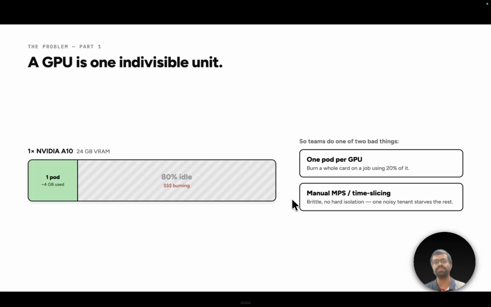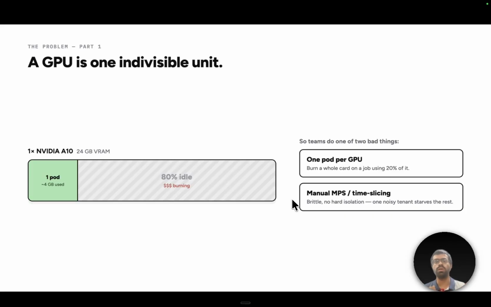So here is the biggest pain. GPUs are expensive and scarce, but most inference workloads, especially for small models like a 4 billion parameter model, do not need a whole GPU. A single A10 has 24 gigs of memory. A 4 billion parameter model with decent quantization needs only a fraction of that.